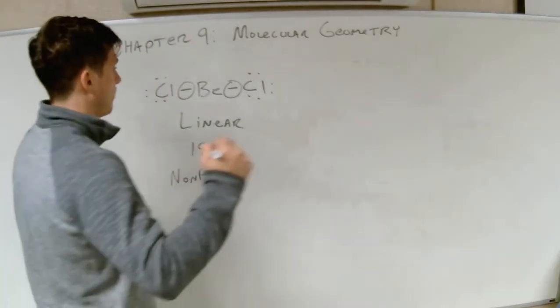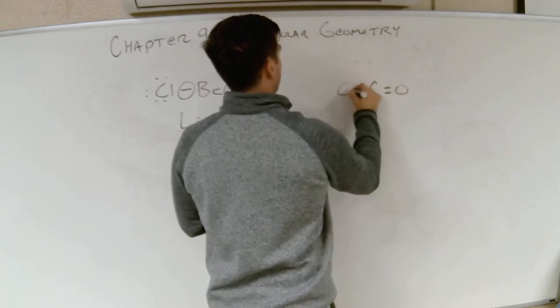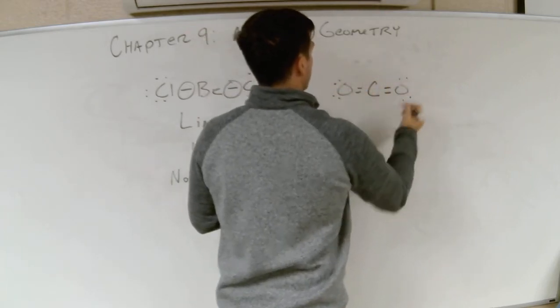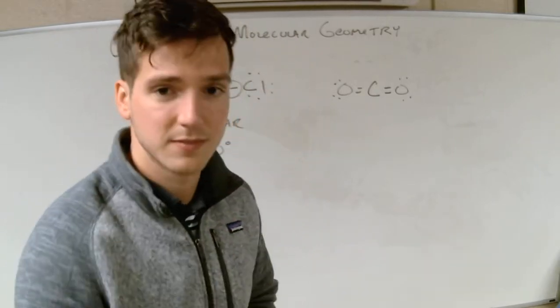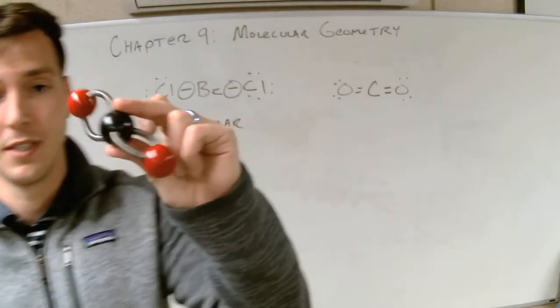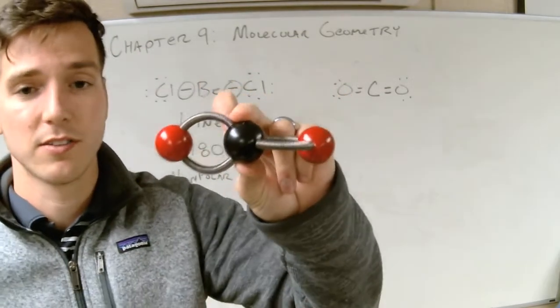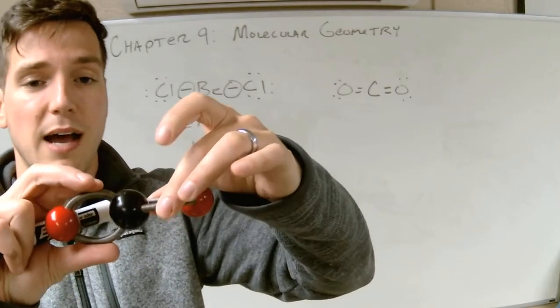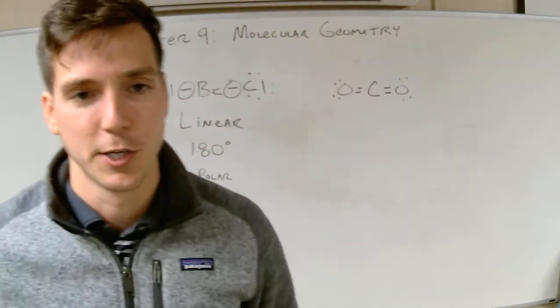Another place you might see this is in carbon dioxide. How many domains are around that central carbon atom? Once again, just 2, so it's linear. So here's another example of a linear compound. It's only got 2 domains, so those electron bonds are going to get as far away from each other as possible and make a nice linear shape.